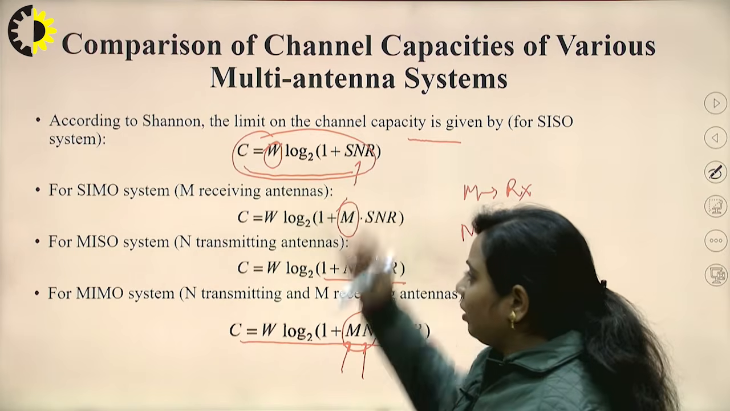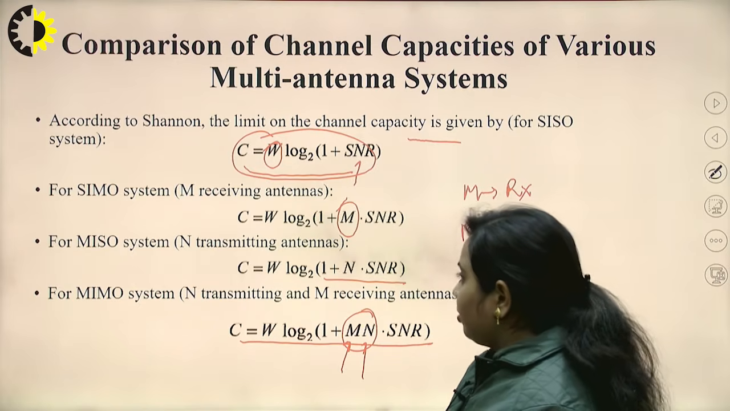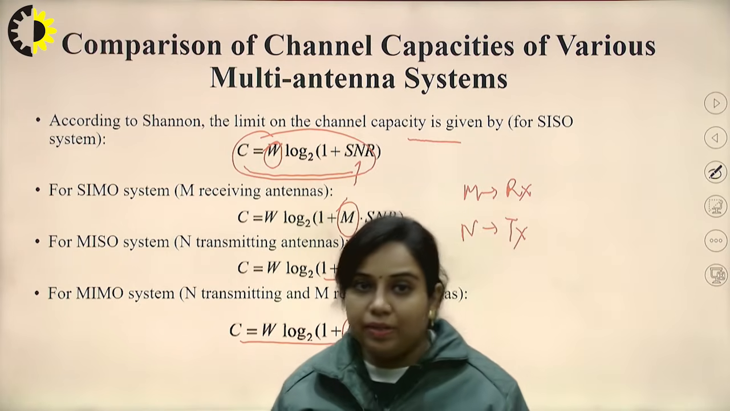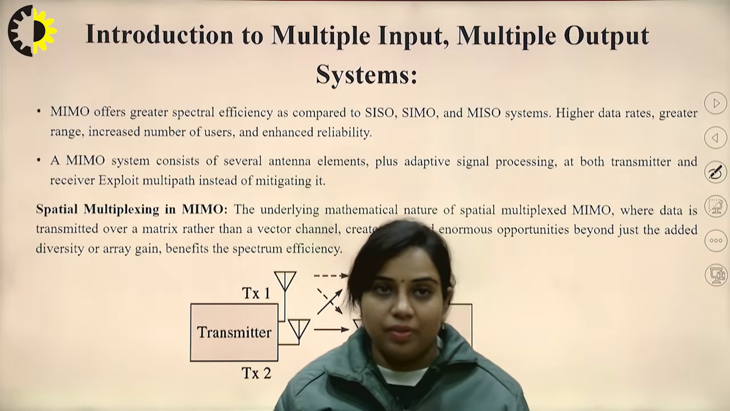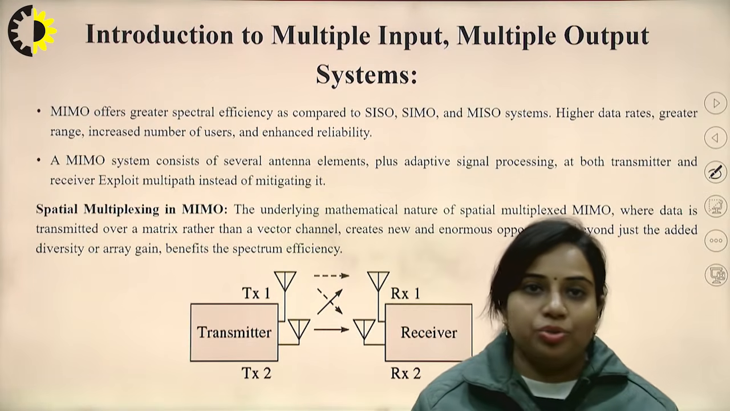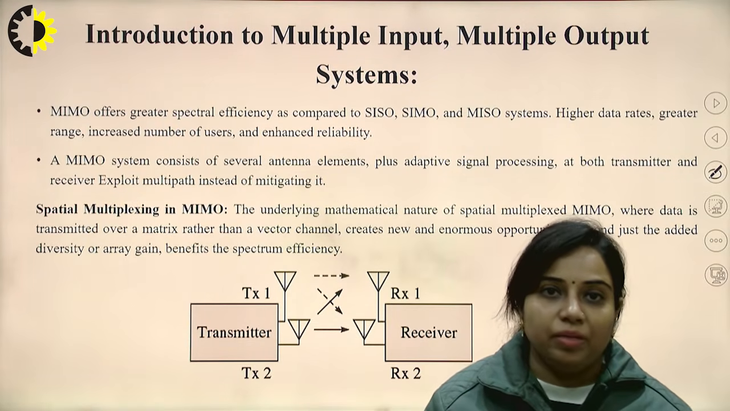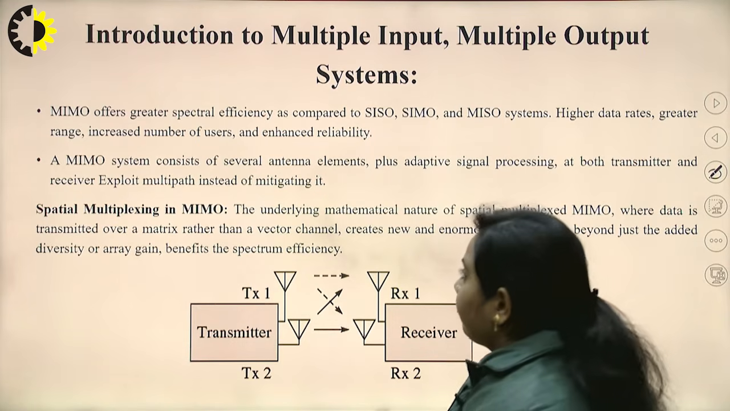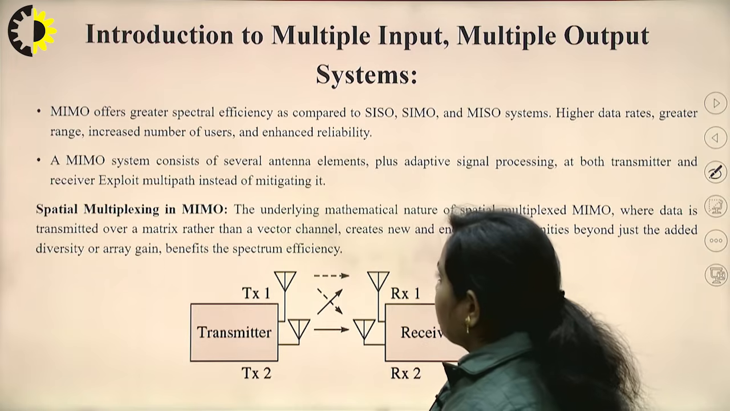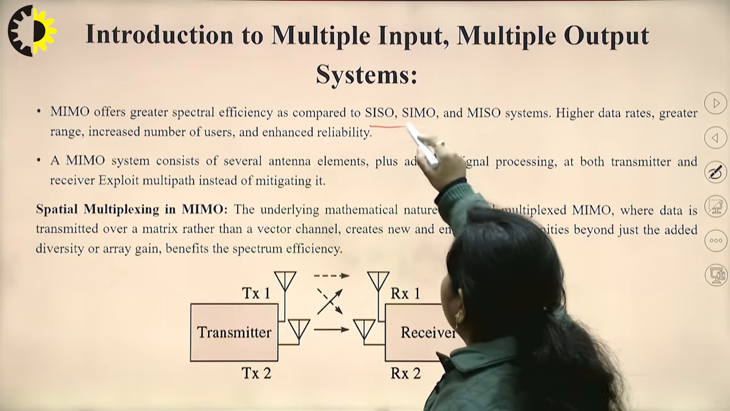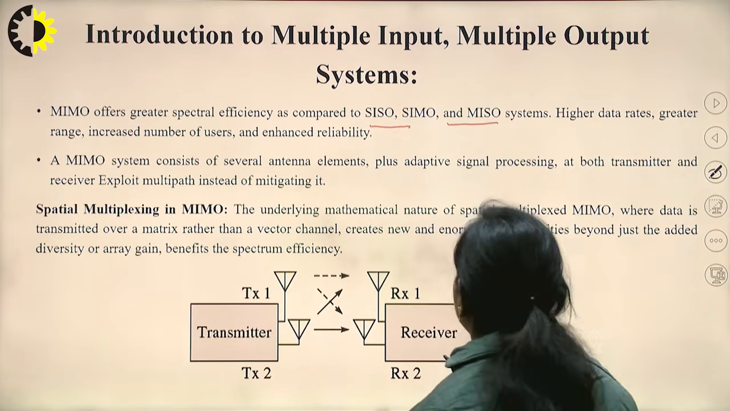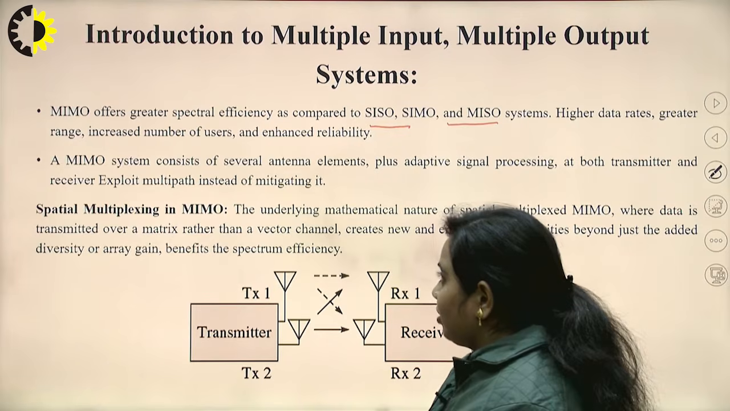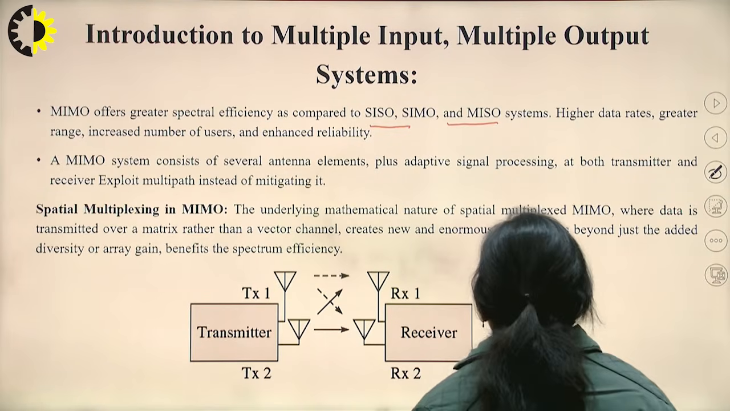It can be changed depending on the number of transmitters and the number of receivers. Now next is the introduction to MIMO, that is, multiple input multiple output system. MIMO offers greater spectral efficiency as compared to SISO, SIMO and MISO. So spectral efficiency is quite better as compared to the previous three cases.